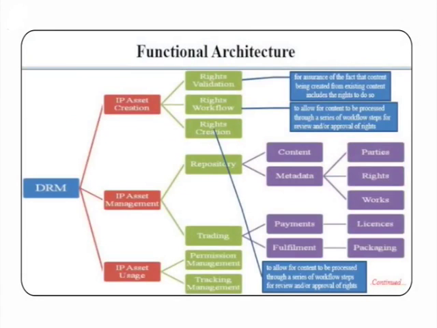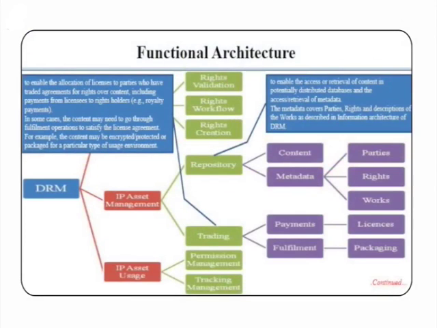The first one is IP asset creation. IP asset creation deals with rights validation, rights workflow, and rights creation. Rights validation is for assurance of the fact that the content being created from existing content includes the rights to do so. Whereas rights workflow allows the content to be processed through a series of workflow steps for review or approval of rights. The rights creation deals to allow rights to be assigned to new content such as specification of right owners and applicable usage permission.